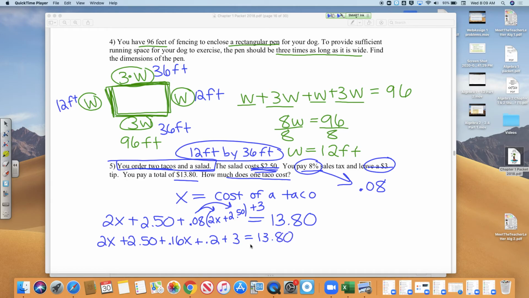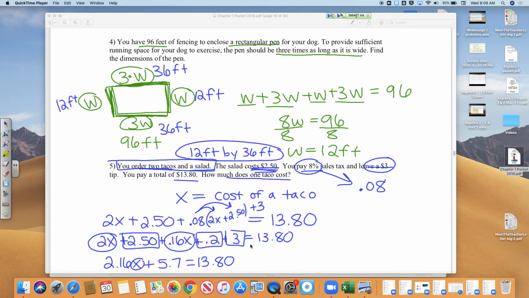Now let's combine like terms. When I'm combining like terms, I'm going to add all the things together that are like terms, which are your x's and then your constant numbers. 2x plus 0.16x is 2.16x plus. I can add 2.50 plus 0.2 plus 3 together, and when I do that, I'm going to get 5.7. All right, now we have an equation that obviously has decimals, but it's easier to deal with.